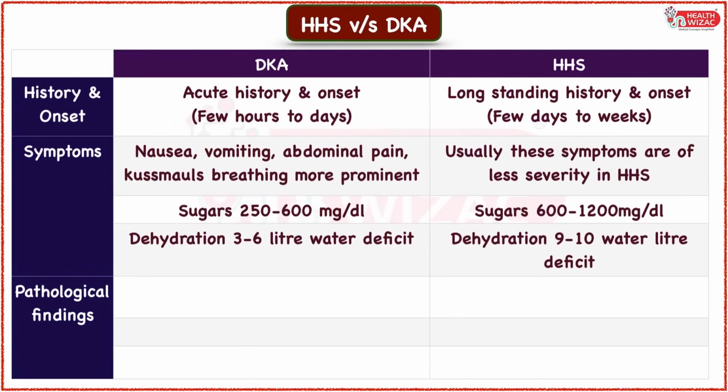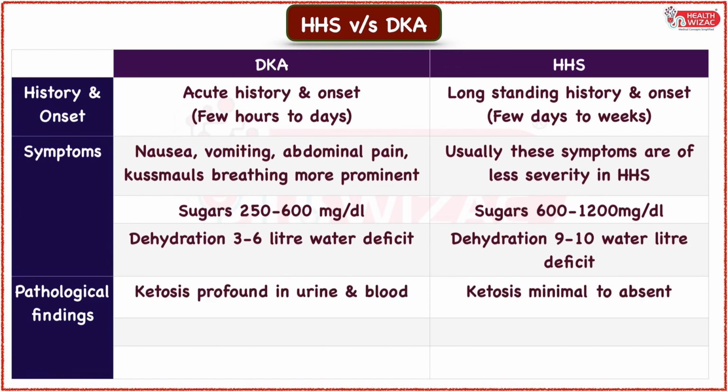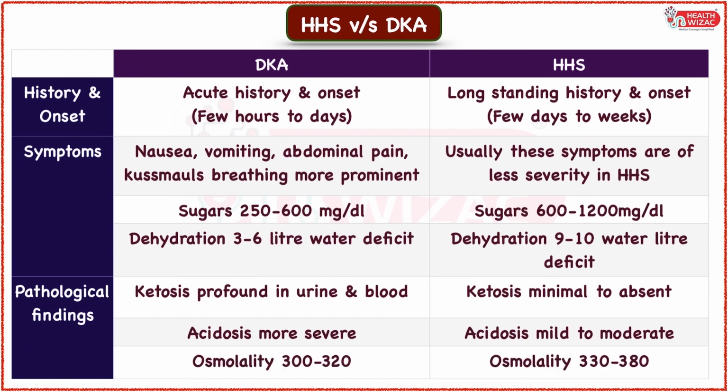Dehydration or water deficit in DKA is maybe up to 3 to 6 liter, whereas in HHS, dehydration or water deficit may be up to 9 to 10 liters due to the chronicity of illness. Ketosis is more profound in urine and blood in DKA, whereas in HHS, ketosis is usually very minimal or absent. ABG may show more severe acidosis in diabetic ketoacidosis, whereas ABG may show mild to moderate acidosis in hyperglycemic hyperosmolar state. Finally, osmolality in DKA may be up to 300 to 320 milliosmoles, whereas osmolality in HHS may be up to 330 to 380 milliosmoles.